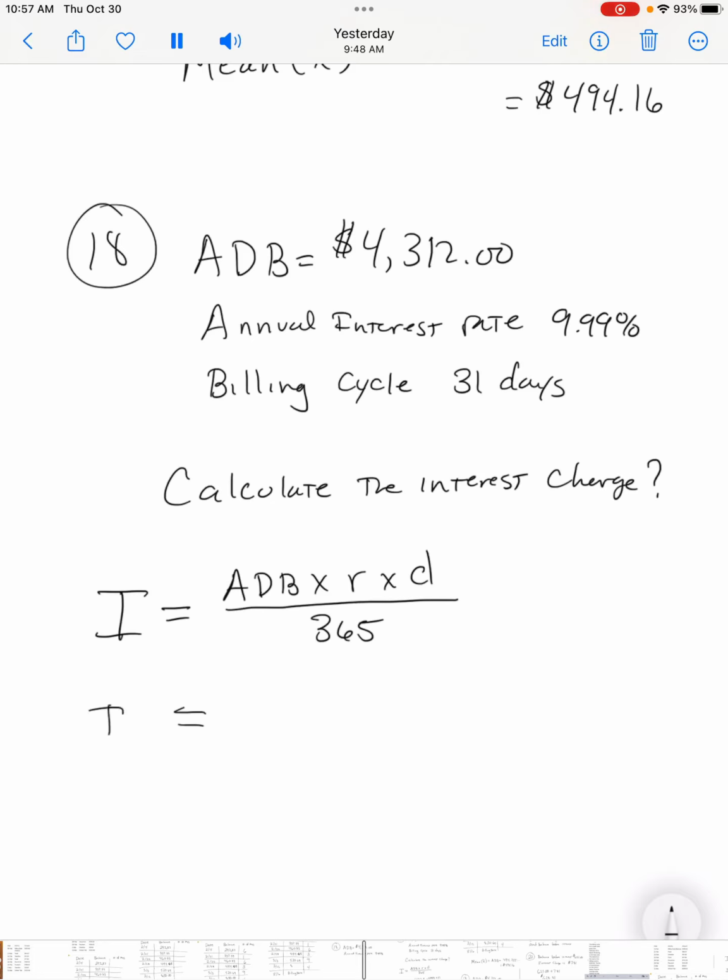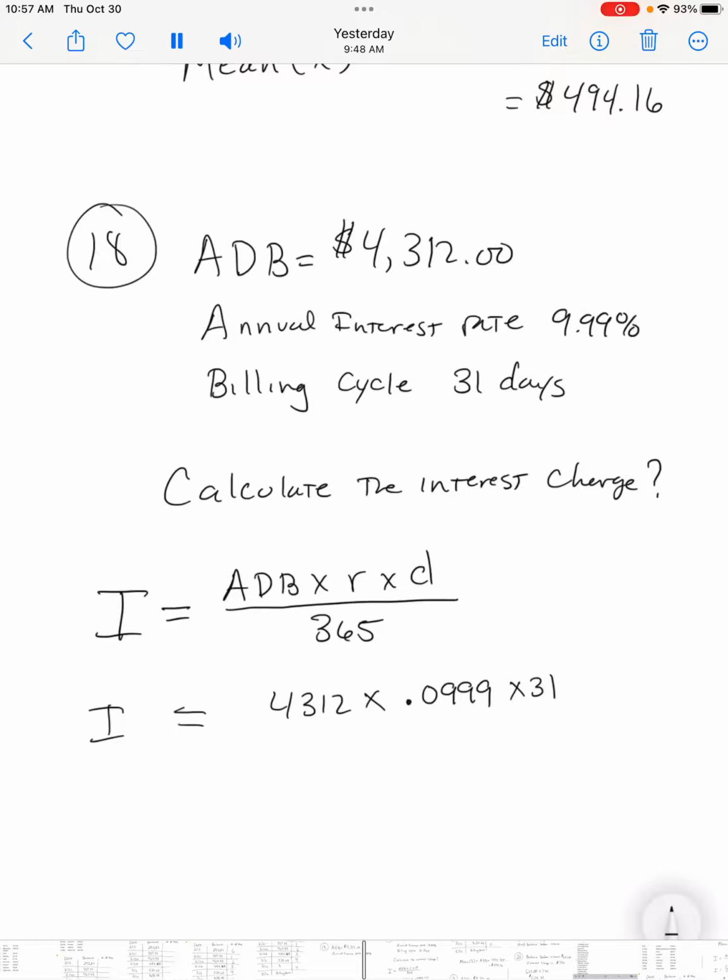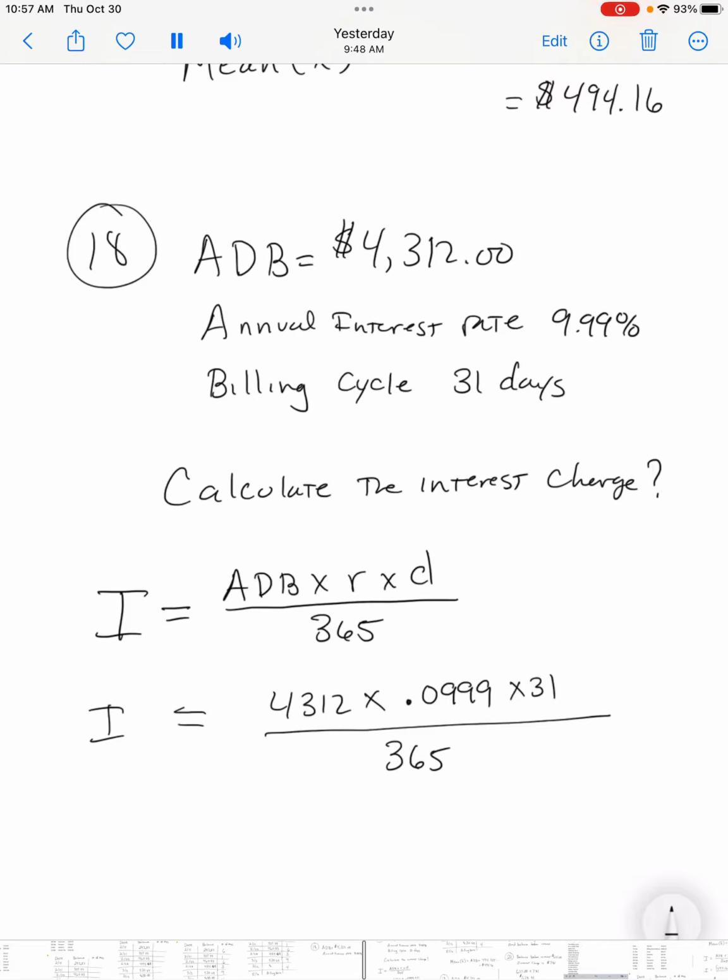Okay. So our average daily balance, the interest that we owe, is $4,312 times the rate. The rate is 9.99%. So make sure you enter that in right. 2 decimal places. So 0.0999. Keep all the nines. How many days was it like that? 31 days out of 365. Now, why the 365 on the bottom? Because you have an annual interest rate, and so the 365 is making it a daily interest rate.